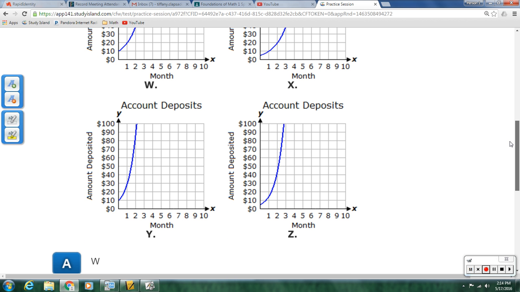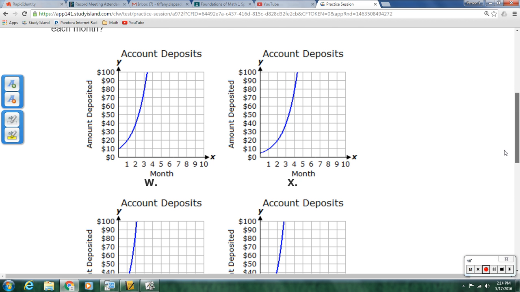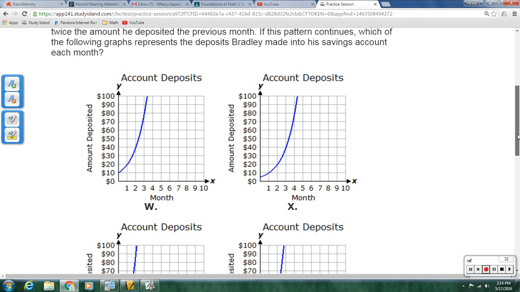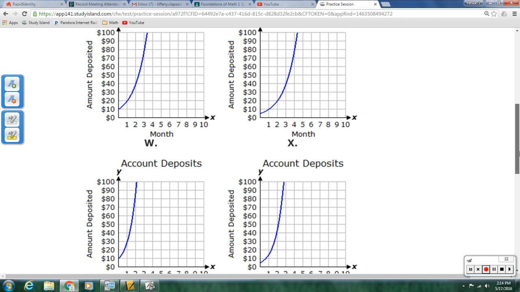So are all 4 of these exponentials, do they grow really fast? Yeah, so that can't really help us any. But we know it starts at $10. Do they all start at $10? Does that one start at $10? No, so that one's not it. Does that one? Yeah, does that one? No, so we're looking at these 2.